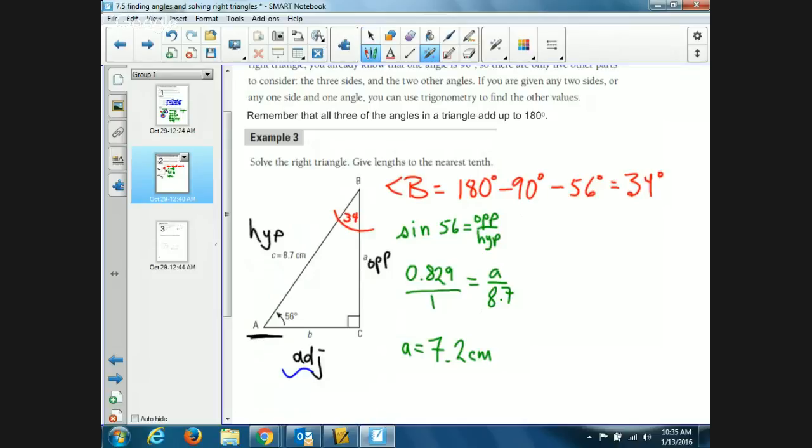I want to solve for B. B, and we still have the hypotenuse. The given information was adjacent and hypotenuse. Which one of the three gives adjacent and hypotenuse? Cosine. Cos it is. Cos 56 degrees is equal to adjacent over hypotenuse. That's the rule as written.